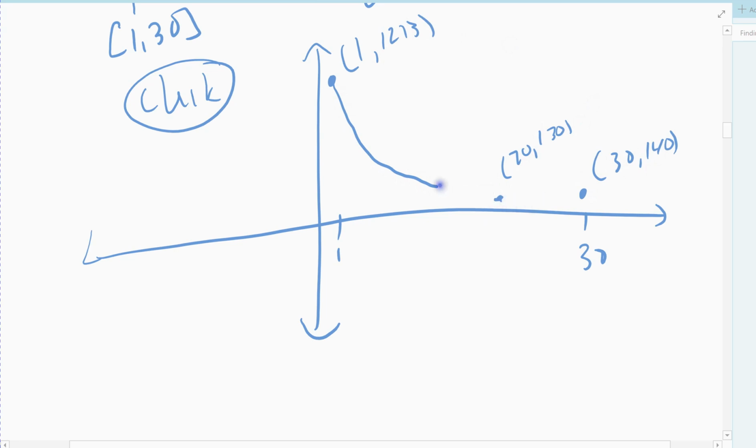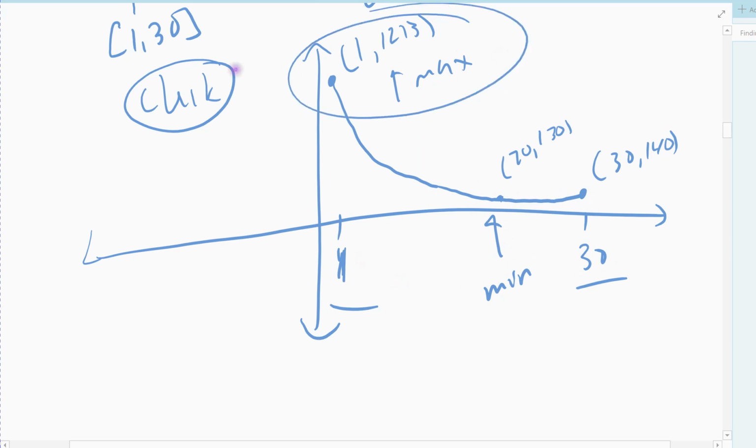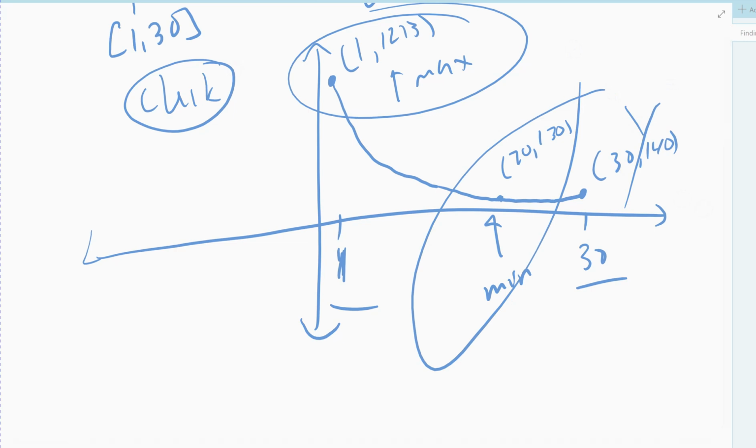It's hard to tell, but it does come back up a little bit. That's my min. That's my max. Over 1 to 30. Only between 1 and 30, so it checks. That's the biggest. That's the smallest. This is just an endpoint. It's important because it's an endpoint, but it's not a max or a min. We'll stop there. We'll pick up the next one in the next video.